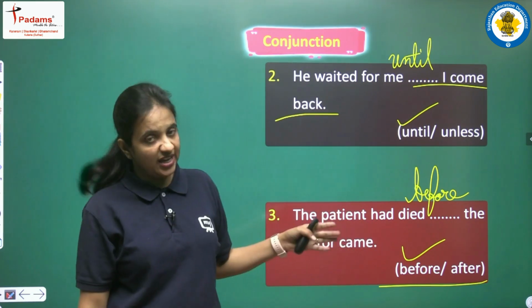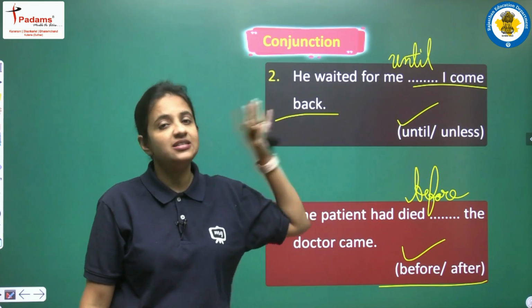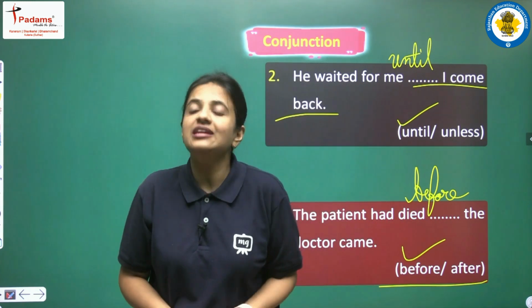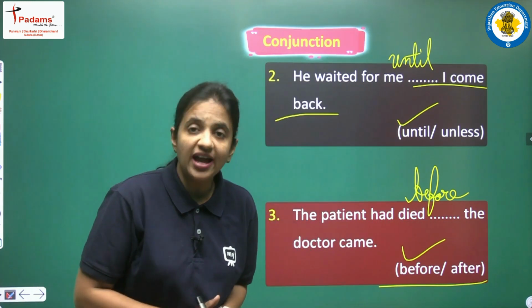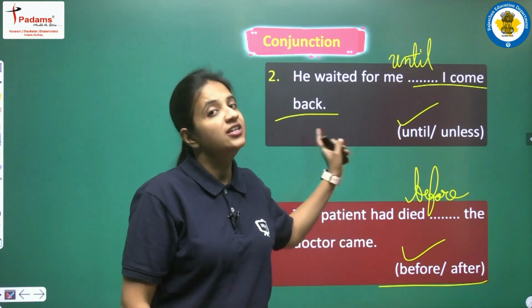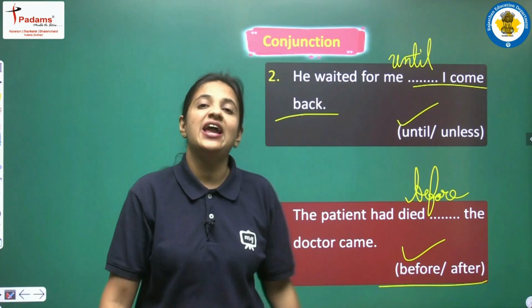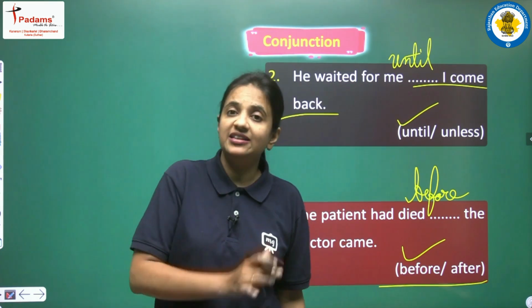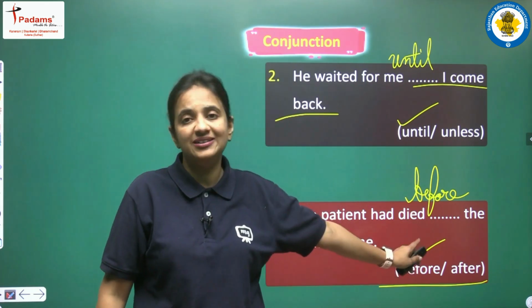came. Okay, so just try to have the meaning of the sentence, and for that read the sentence very carefully. Try to have the meaning that the sentence is giving to us, and then according to the meaning of the sentence, choose the appropriate option. Okay, so here in this sentence we are trying to show this thing that by the time the doctor came, already the patient had died, and for that we have to choose before here.